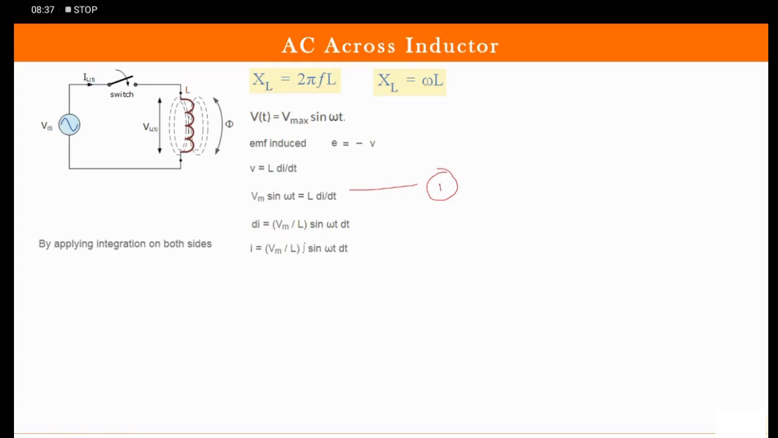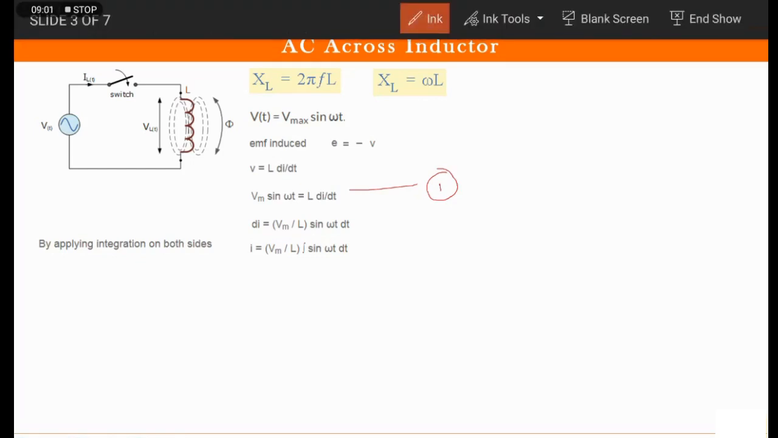And what will I do in order to get I? If I have di, I have to integrate the equation, then only I will get I. So I'll integrate the equation, but it has to be applied on both sides. So after integration, Vm and L, they are constant, right? So my equation will be, I shall write that. I'll have the integration of di is equal to integration of Vm upon L sine omega t dt. This is the equation.